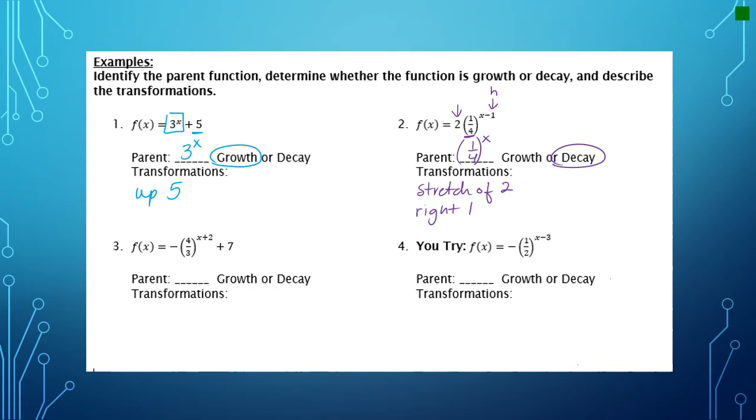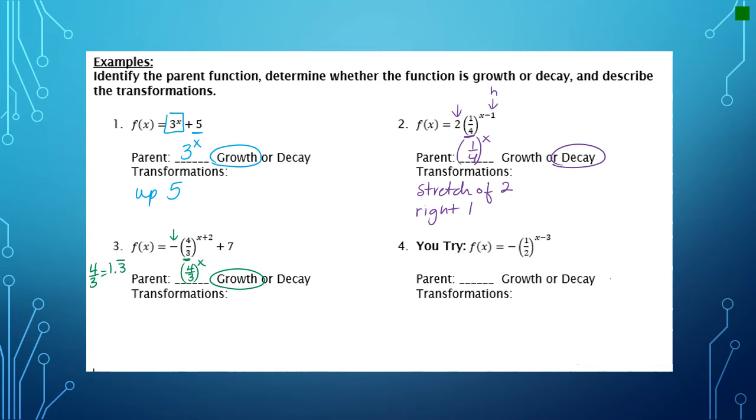All right, now number 3. My parent function, remember I'm looking for the number being raised to a power. So 4/3 is my base to the x, so that's my parent function. This represents growth. Even though it's a fraction, 4/3, if you typed it into your calculator, would give you 1.3 repeating. So it is a number bigger than 1. So it's growth.